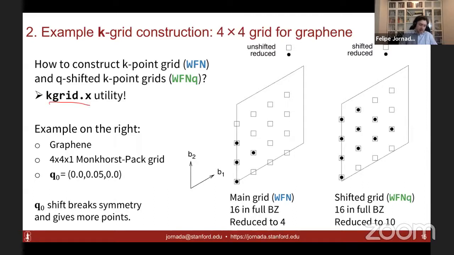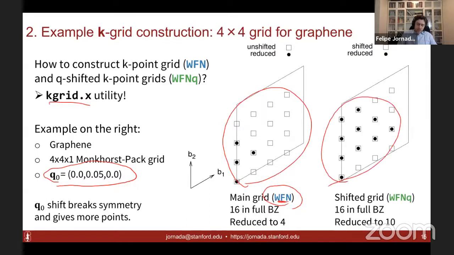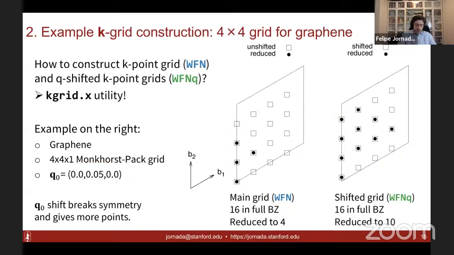With kgrid.x, you specify what regular grid you wish to use and what shift Q0 you wish to employ, and the code can then automatically output the set of points that will be used for the wave function file, WFN, and the set of k points that should be used for the shifted file, WFNQ. This code also knows how to use symmetry to fold the k points into an irreducible wedge of the Brillouin zone. That is what those figures on the right panel show, but I won't talk about that in detail.